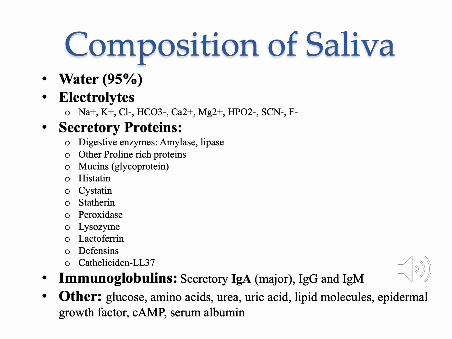Saliva is an extremely important fluid that we find in the oral cavity. Saliva is composed of water. It has various electrolytes, a myriad of secretory proteins. It also has some immunoglobulins, in particular IgA. And then we also have various other components, including glucose, various amino acids, urea, some fat, and some growth factors, and even a bit of albumin may be found within the saliva.